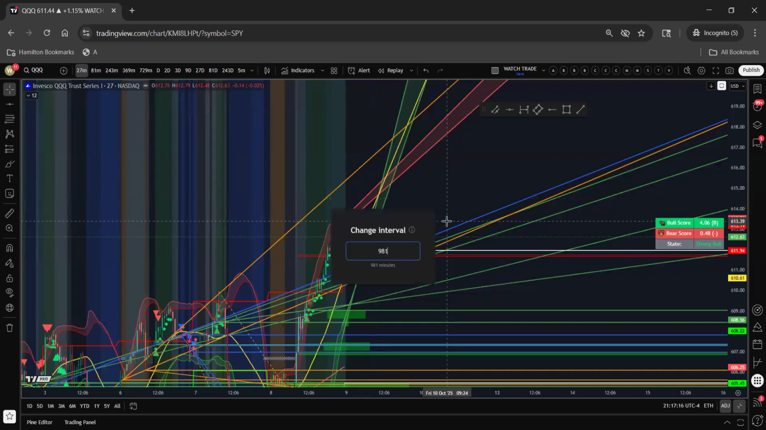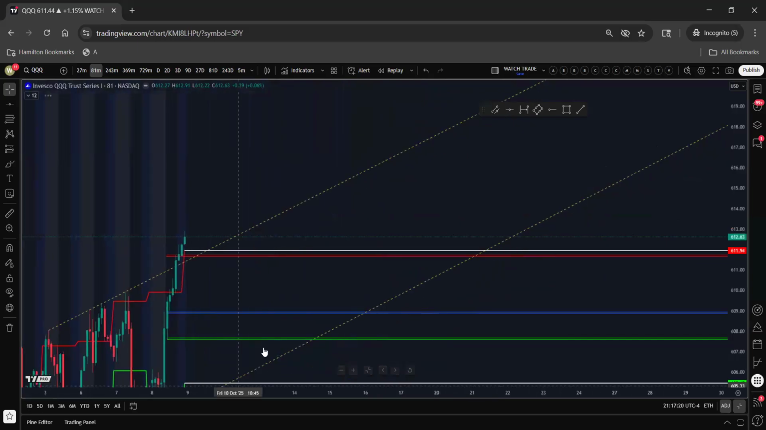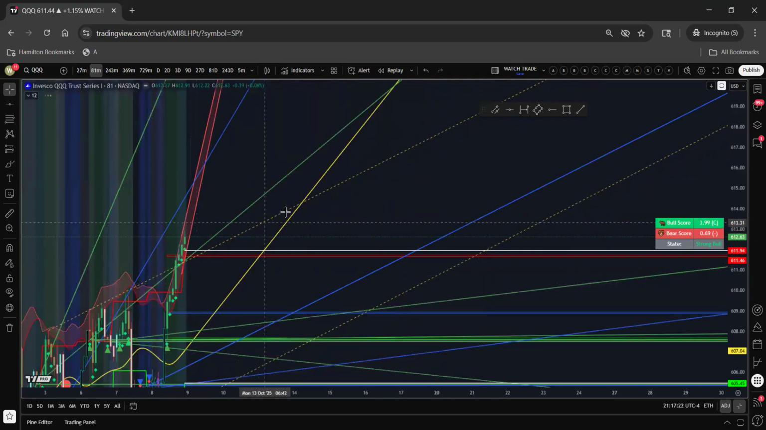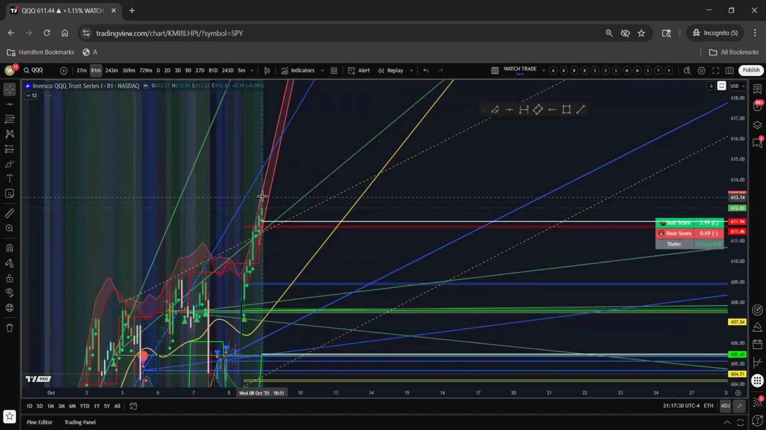Let's look at the 81-minute. We crossed above this golden trend line. Typically, when we break above this, we will retest it. We are having a breakout on the 81-minute. Where will we have some resistance? 615 should come back down.